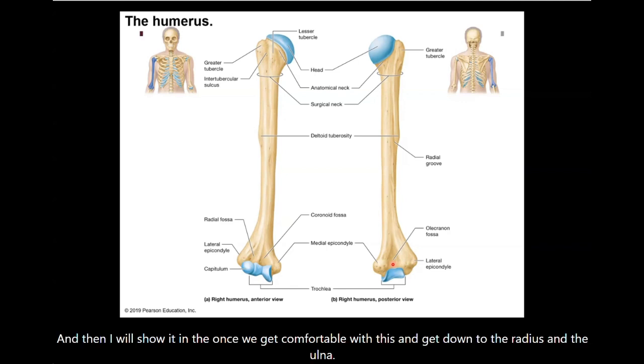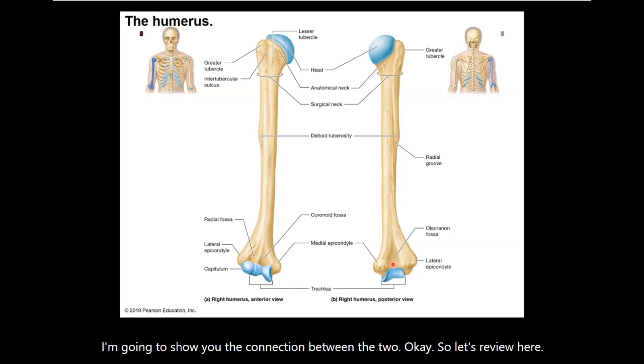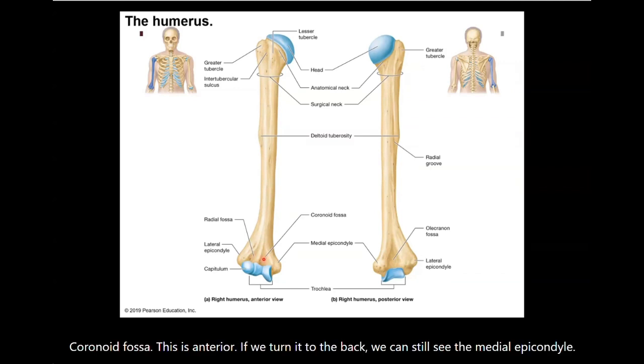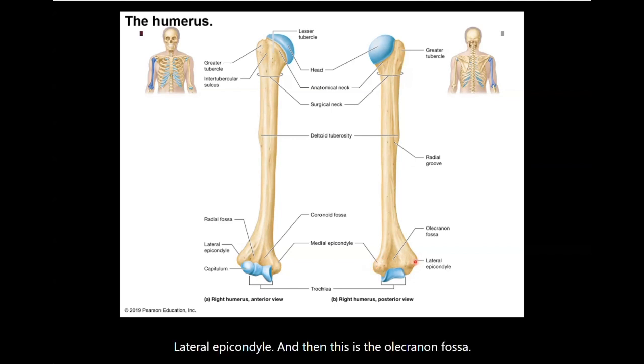Once we get comfortable with this and get down to the radius and the ulna, I'm going to show you the connection between the two, okay? So let's review here. What do we have? Lateral epicondyle, medial epicondyle, radial fossa, coronoid fossa. This is anterior. If we turn it to the back, we can still see the medial epicondyle, lateral epicondyle, and then this is the olecranon fossa, okay?